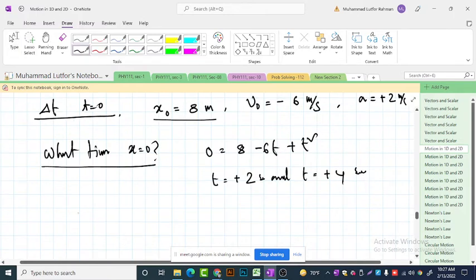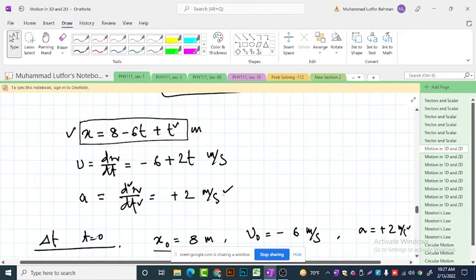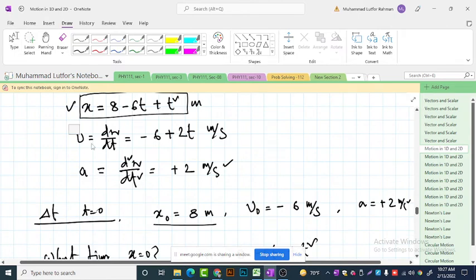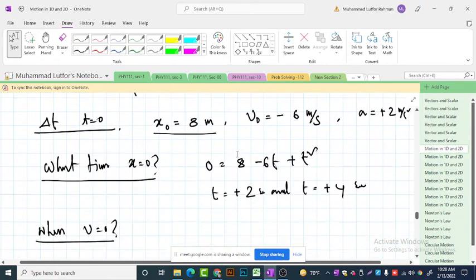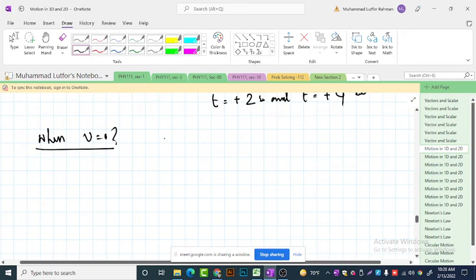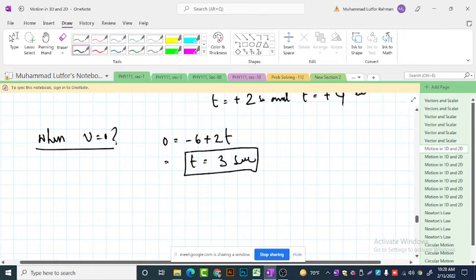Let's just take some data from this equation. If I ask when v equals 0, very simple. I can write down this equation to find out when the velocity would be 0: 0 equals minus 6 plus 2t. Then I can find that t equals 3 seconds, because if I plug in t equal to 3 seconds, I'll find the v would be 0, right? So at t equal to 3 seconds, the velocity of that car would be 0.